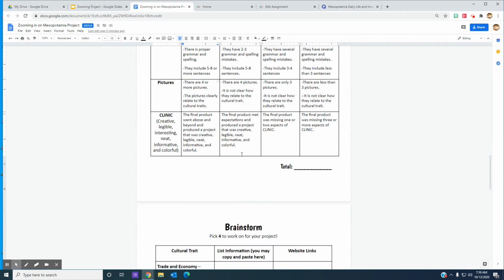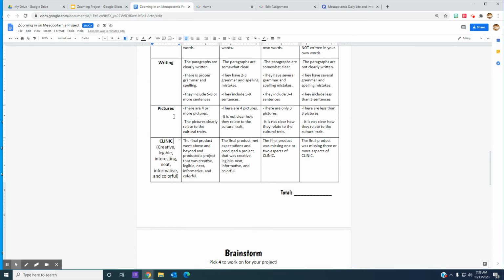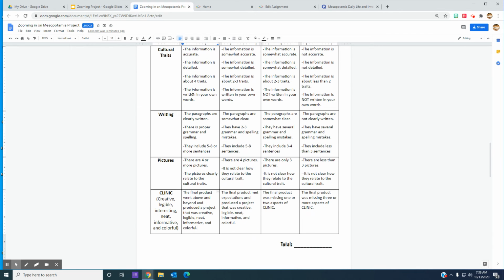And then lastly, I really like the idea of CLINIC for a creativity section. This is the neatness, creativity section of the rubric. What CLINIC stands for is creative, legible, interesting, neat, informative, and colorful. So I'm really just looking overall, did you put in your best effort? I want to see a final product that went above and beyond and was creative, legible, neat, informative, and colorful. Okay, so I'm just looking for these things this week.